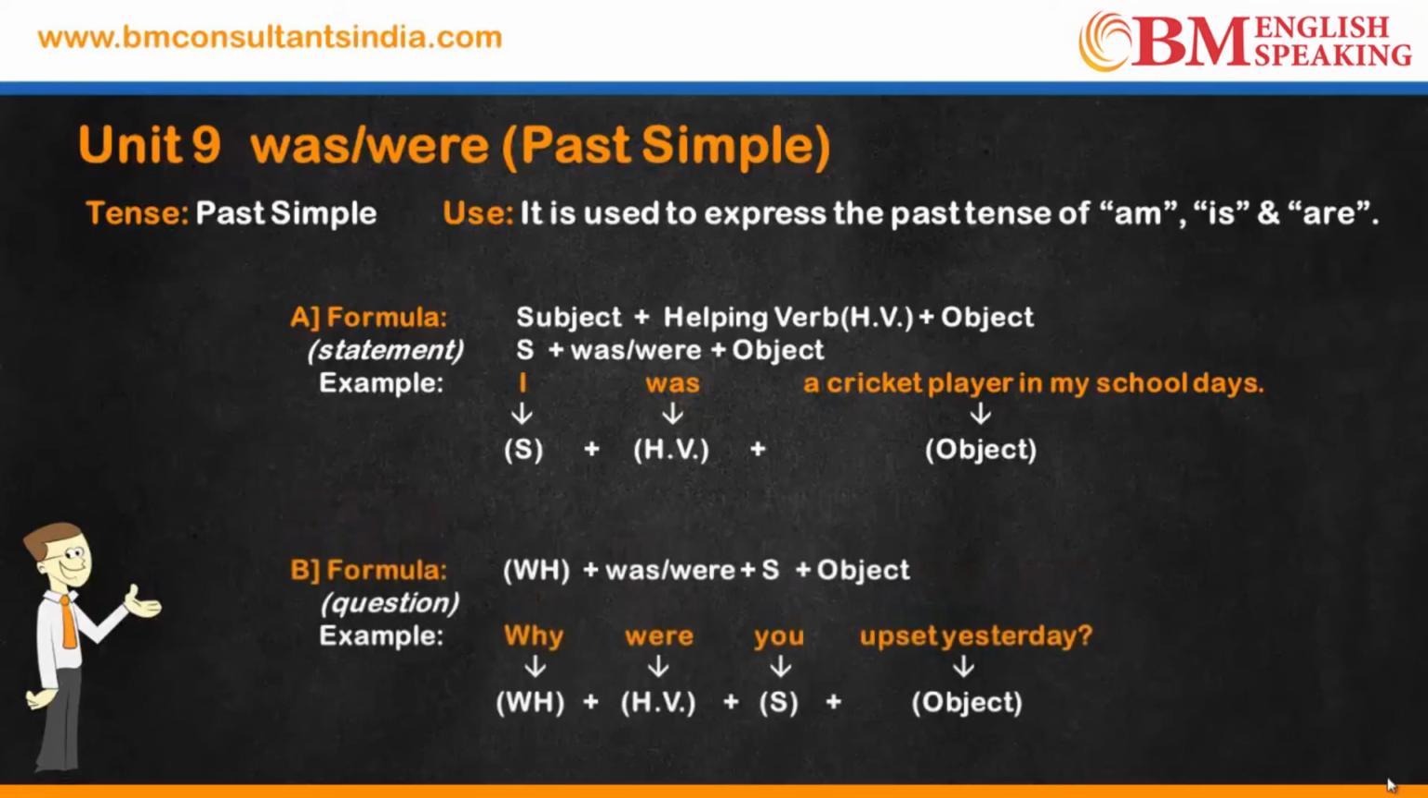When we have to frame questions using WH, WH would mean why, what, when, where. So the WH word will be the first one. So let's look at the structure. Why, then the helping verb which is were, and then the subject which is you. Upset yesterday which is an object. कल तुम नाराज क्यों थे? Why were you upset yesterday?